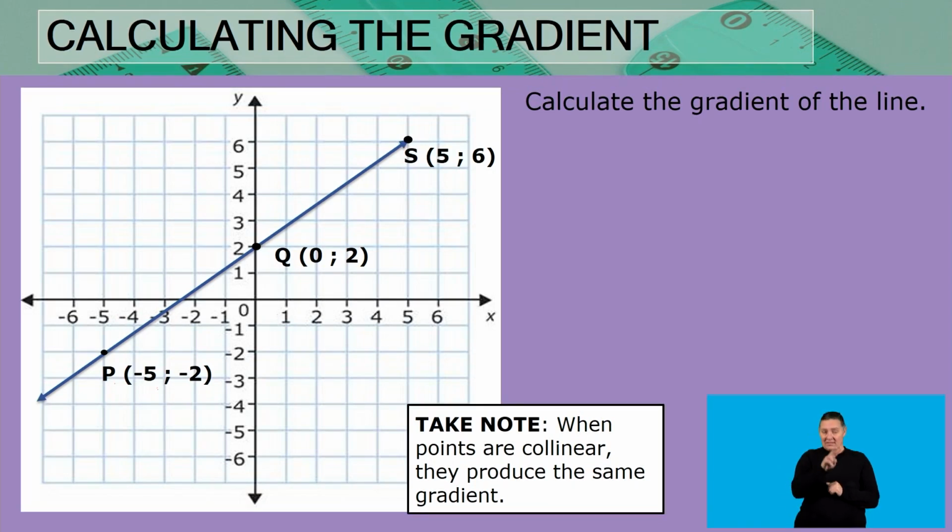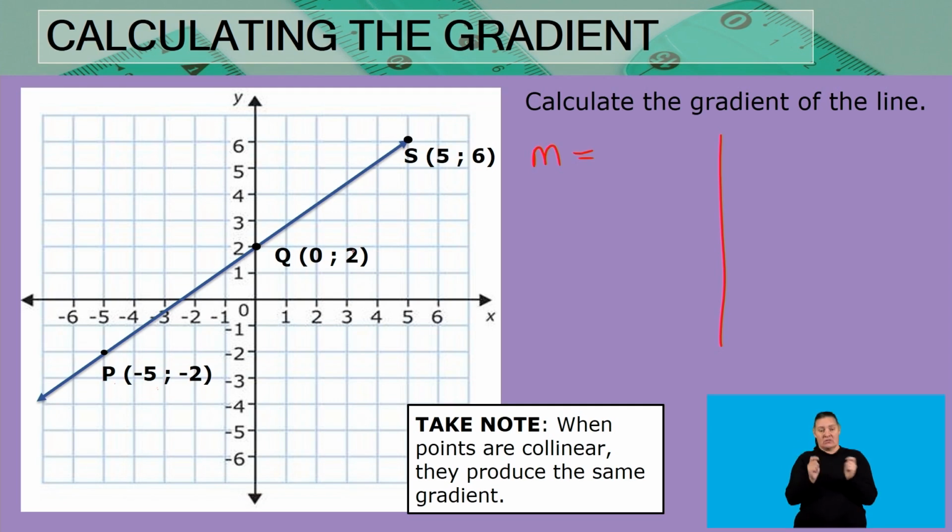Let's look at the next question, where we have more than 2 points on a line. We have there point P, point Q, and point S. But as it is noted there in our note, when points are collinear, they produce the same gradient. So we are going to see how true that is. Let's start with the gradient between P and Q. So remember, the gradient is the vertical change divided by the horizontal change.